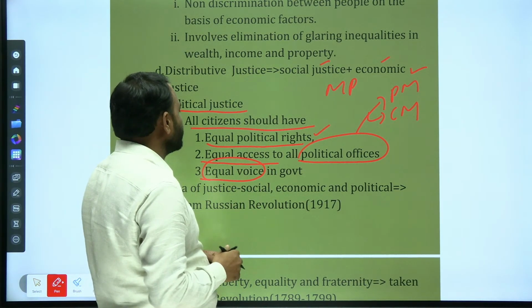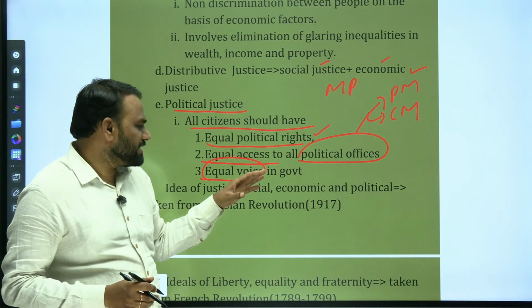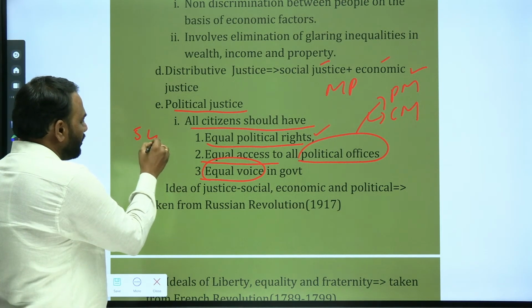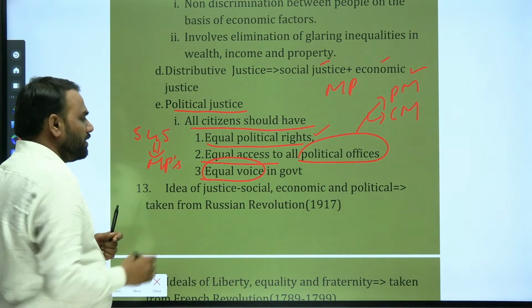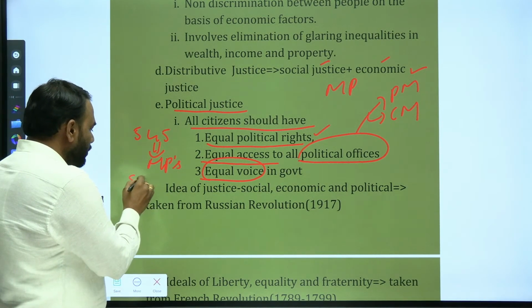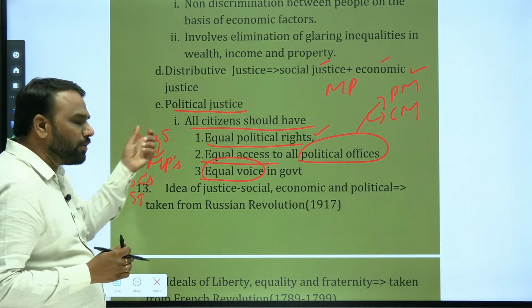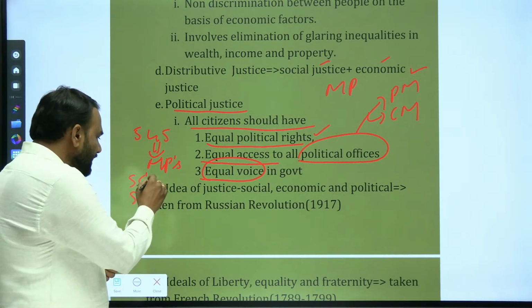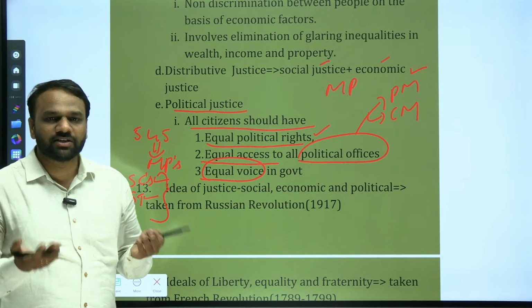Equal voice in government. Almost all of them mean the same. Now let us assume equal voice in government, and there are 545 MPs. If there is no representative of scheduled caste, if there is no representative of scheduled tribe, then their voice cannot be heard in the Parliament or in Lok Sabha. So in order to ensure that their voice is heard in the Lok Sabha, there are certain seats reserved for scheduled caste and scheduled tribe.